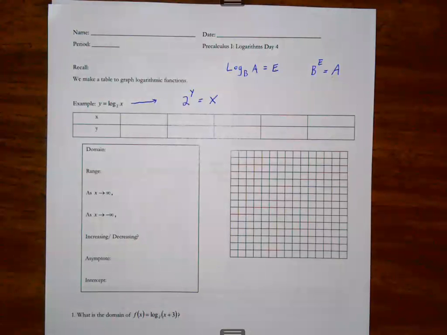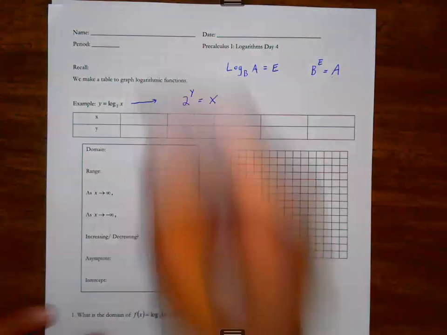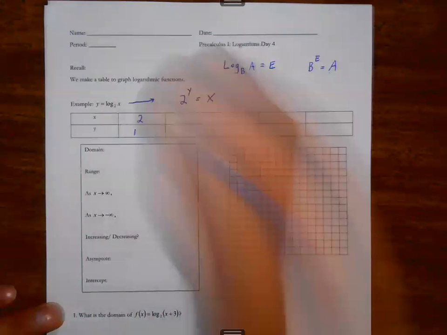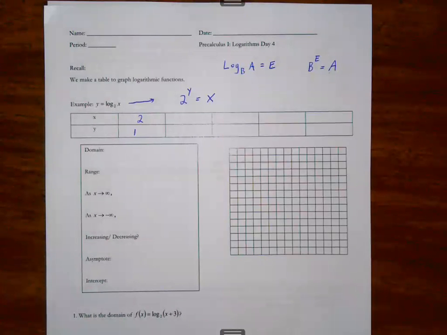So one number we can plug in for y is an easy number like 1. If we plug 1 in for y, 2 to the y power is 2. So when y is 1, x is 2. If we plugged in another y value, 2, just made that up because it's an easy number, I know what 2 squared is, so I'll let y be 2. Then x is 4 because that's 2 squared.